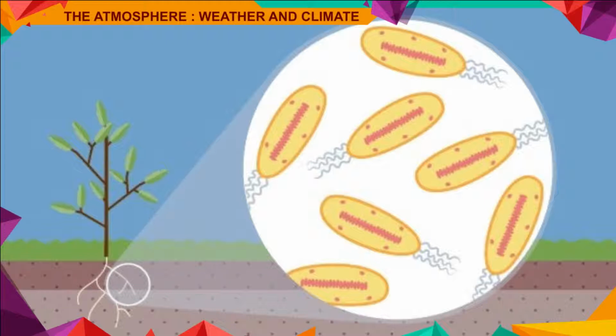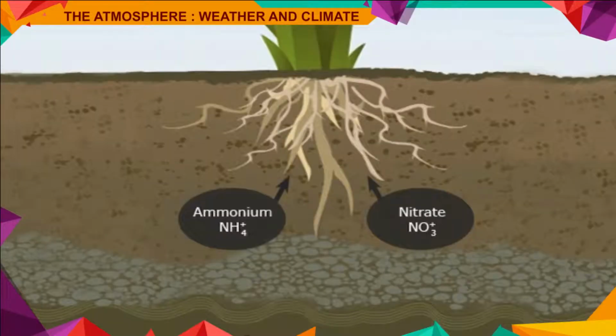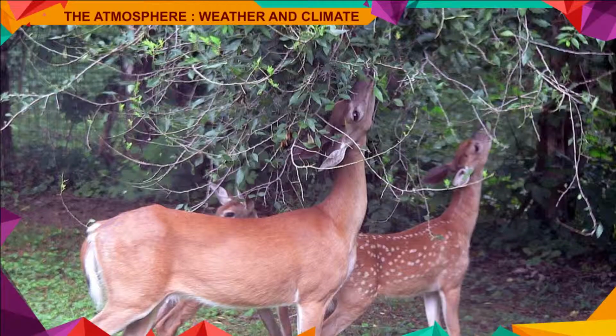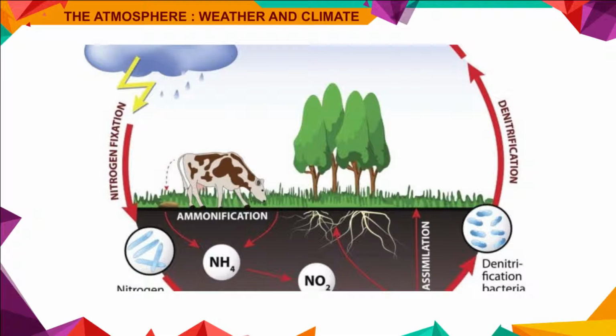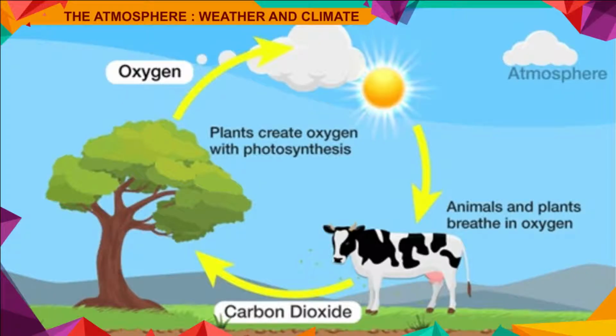Atmospheric nitrogen is converted into nitrogen compounds by nitrogen-fixing bacteria present in the soil. Plants absorb nitrogen compounds and convert them to proteins. Animals take in proteins by eating plants or other animals. Nitrogen returns to the atmosphere when denitrifying bacteria act on the animal wastes and the dead bodies of plants and animals.